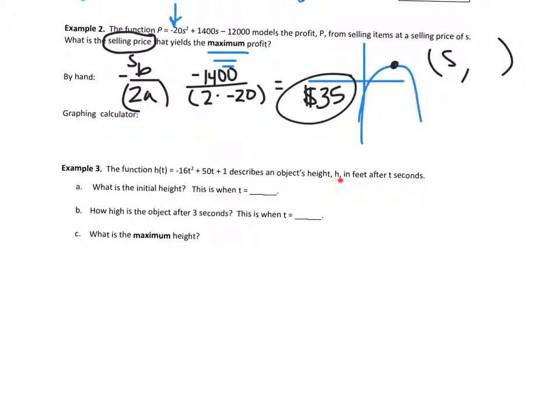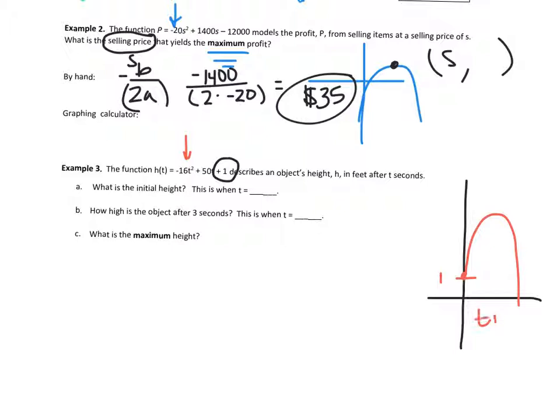Okay, example 3. The function h of t equals negative 16t squared plus 50t plus 1 describes an object's height h in feet after t seconds. So what's going on with this is you have the initial height, or 1, is the y-intercept. It's following a projectile motion because it's following a parabolic motion. So the time is going to be your x, and the height in feet is going to be your y.